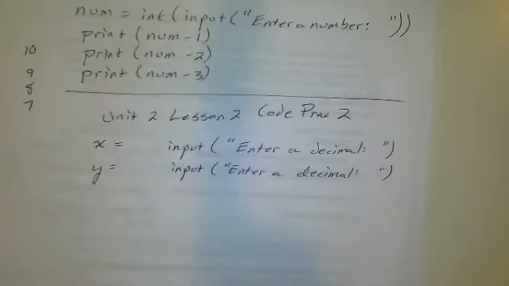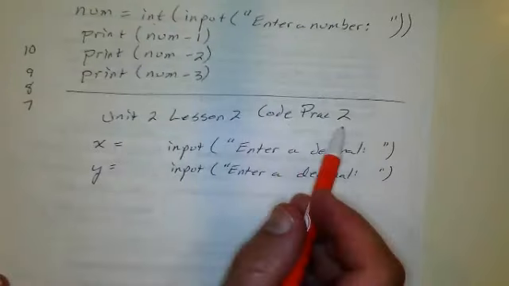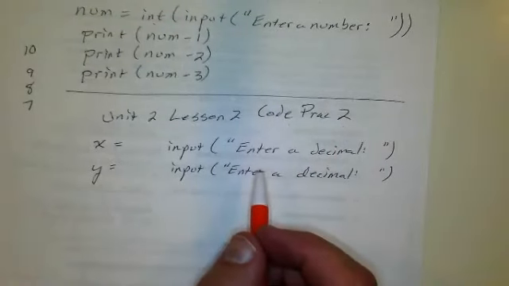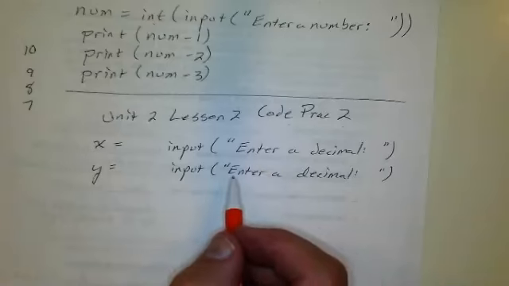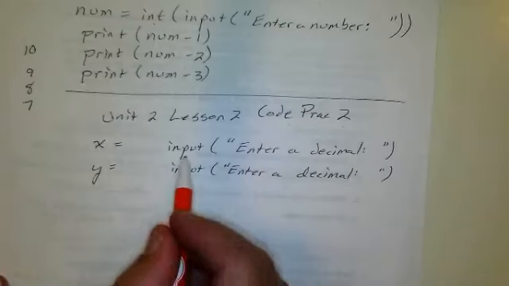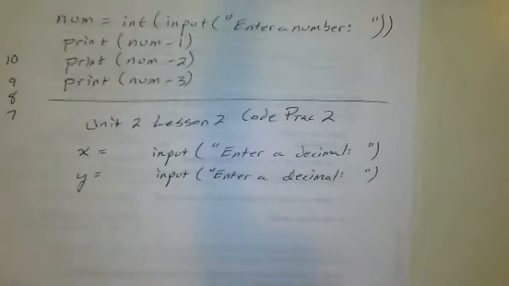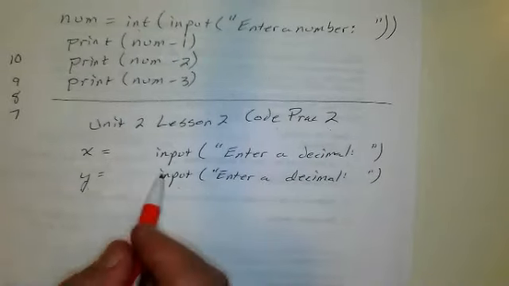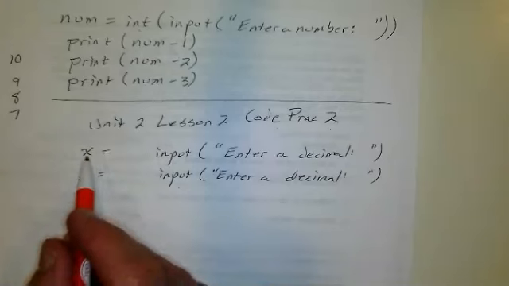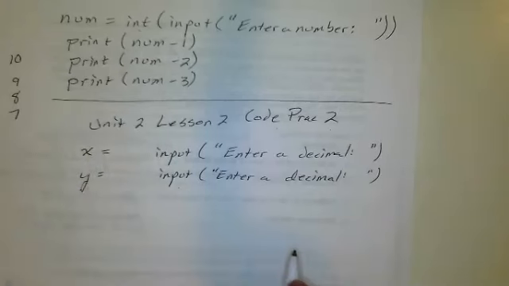Okay, then Unit 2, Lesson 2, Code Practice 2. The directions say write a program that accepts two decimal numbers as input and outputs their sum. So I've got two input statements here. This one is X, this one's Y. Two inputs, two different variables. You can go X1, X2, number 1, number 2, just whatever you want to.